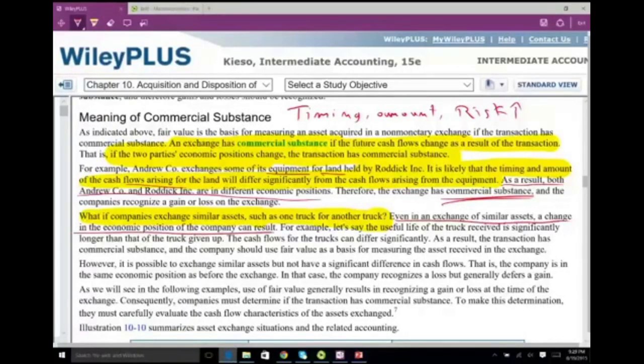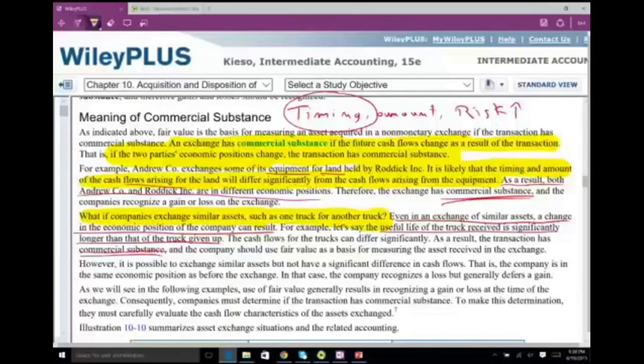What does that mean? Let's assume the useful life of the truck received is significantly longer than the truck given up. Well, the timing has changed. We're going to be receiving more cash because the life of the truck is longer. So the cash flow for the trucks can differ significantly. Well, once they differ, what do we have? We have commercial substance. So the transaction has a commercial substance.